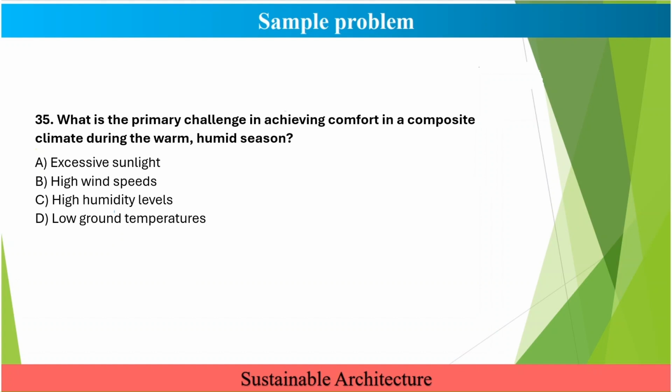Here is question number 35. Try to give an answer to this question number 35. What is the primary challenge in achieving comfort in composite climate during the warm and humid season? High humidity levels. Yeah. So the most challenging part is the high humidity level, that it is very difficult to lower the humidity levels in the warm and humid seasons or warm and humid climate conditions.